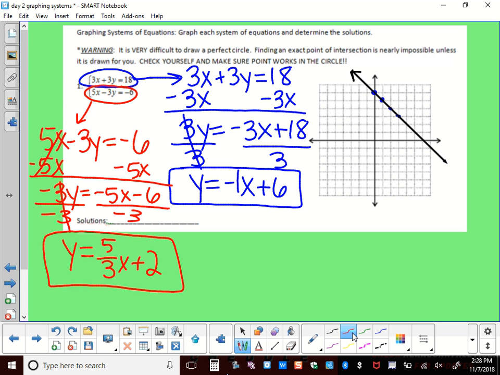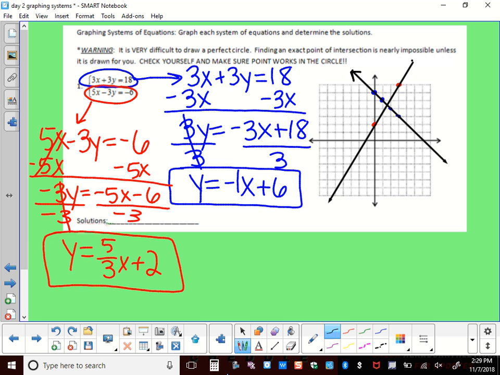Let's do a straight line down. Good. For your red line, I start at positive 2, because that's my y-intercept, and I'm going up 5 over 3. So 1, 2, 3, 4, 5, 1, 2, 3. All you really need is 2 points. You can make a third point if you want. There we go.